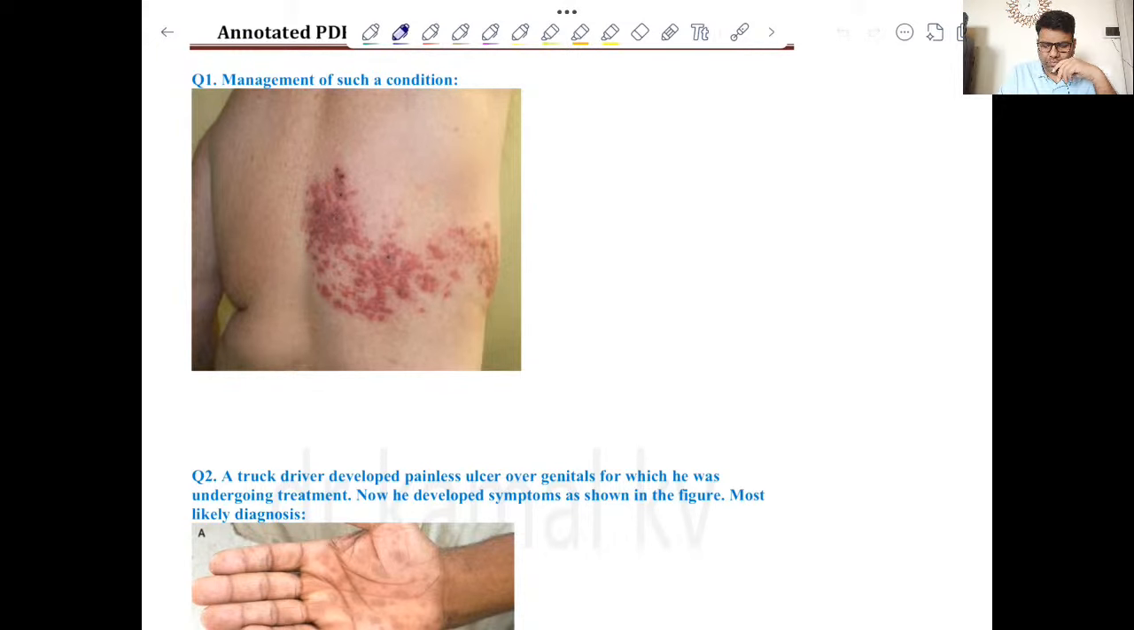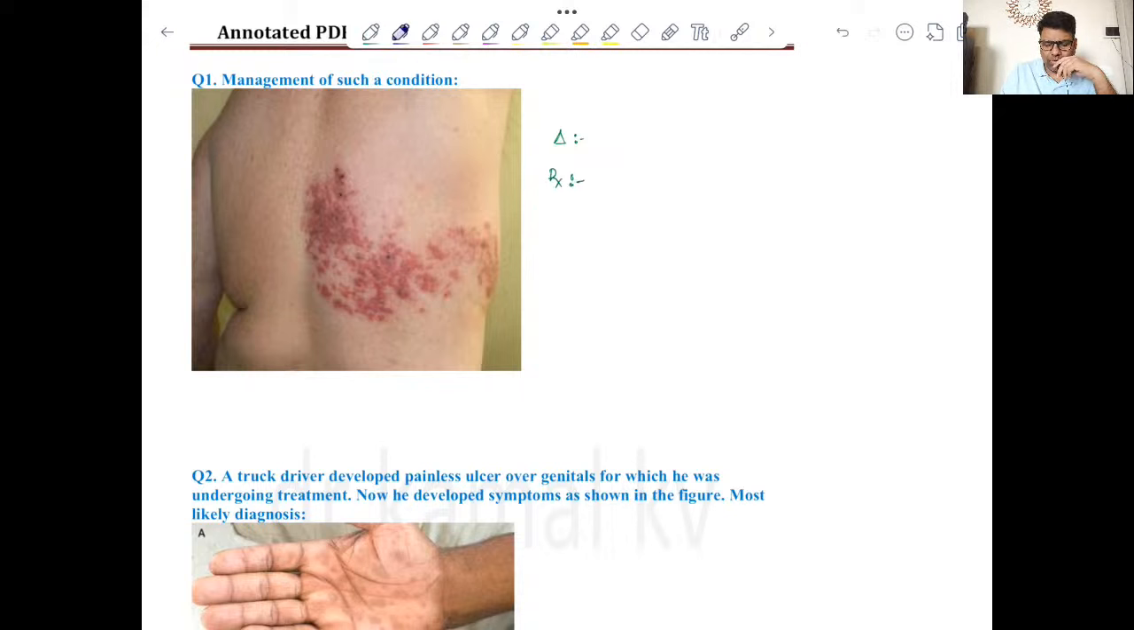So starting with the very first question, and the question is about the treatment of the given condition. Okay, so whenever you have this kind of question, the very first priority is to make a diagnosis. You have to reach the diagnosis of what actually is being shown in the image, and then only you can go for the treatment part.